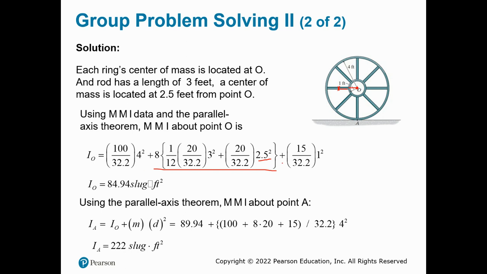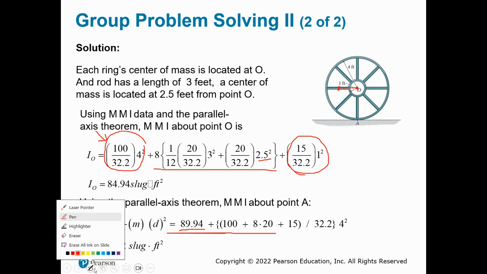Okay. And then this one right here, the 15, is the small ring in the middle, and this one right here, because they're all based on the center, right? This one is 4 squared times 100 divided by 32.2, and 4 squared is the ring outside, the bigger ring. Putting all of them together, we use the parallel axis theorem again. So it will be 89. This is the total, plus the md squared.